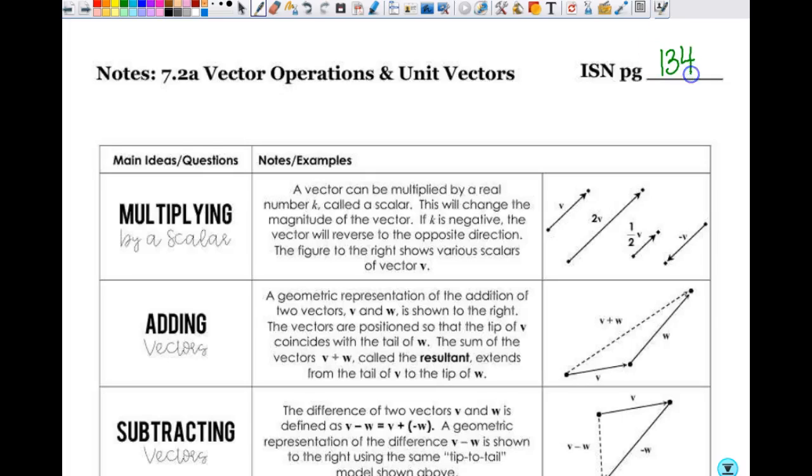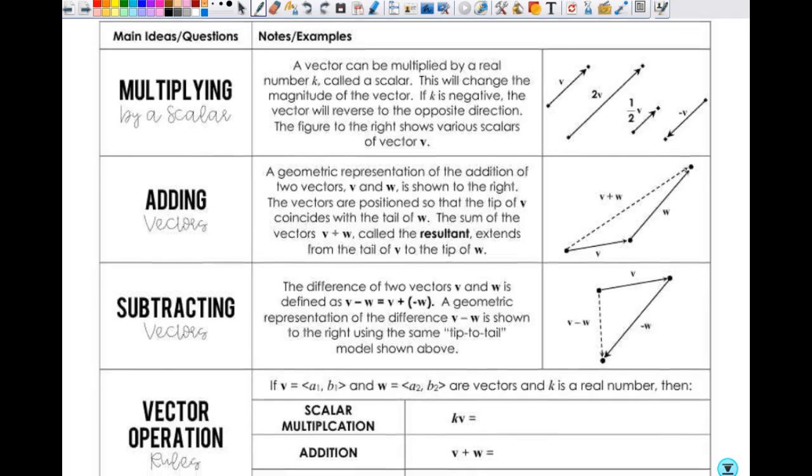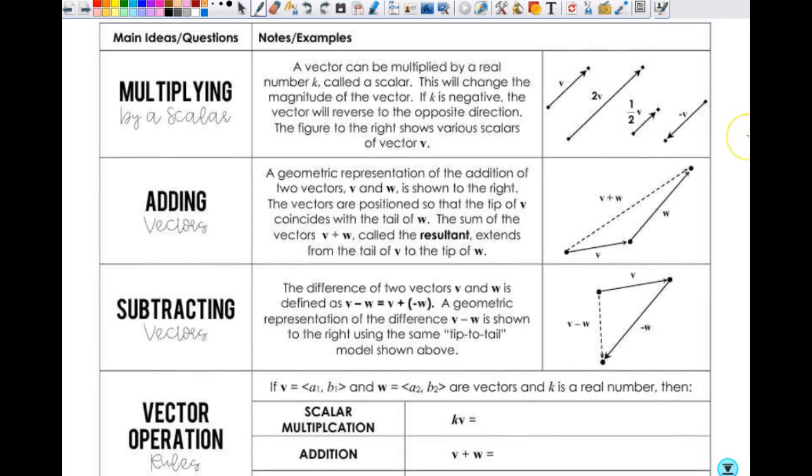All righty. So we are going to talk about some vector operations. We looked at vectors yesterday, talked about some different forms, and so we can multiply, and we can add, and we can subtract. So let's just talk about these, and then we'll look at what it looks like. So a vector can be multiplied by a real number, k, called a scalar.